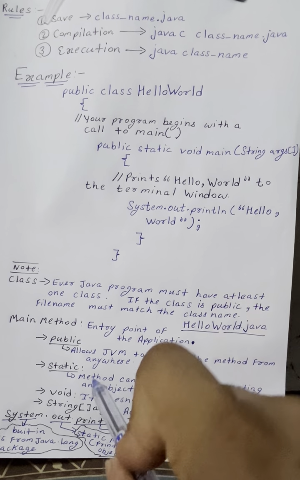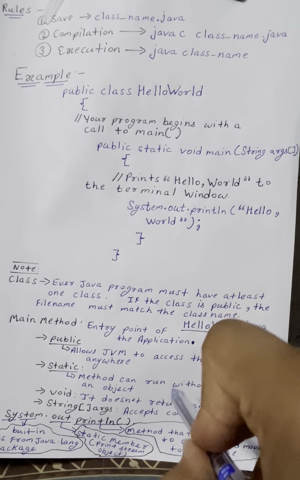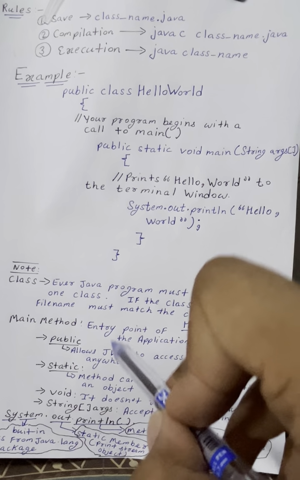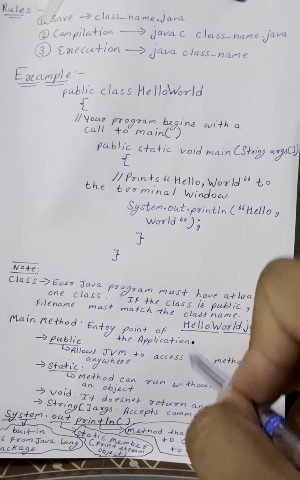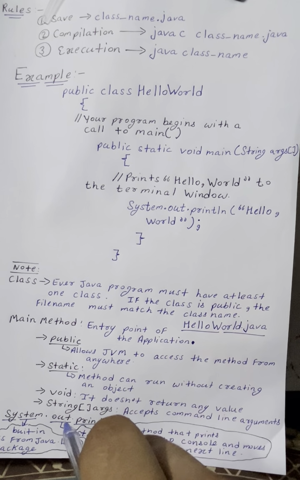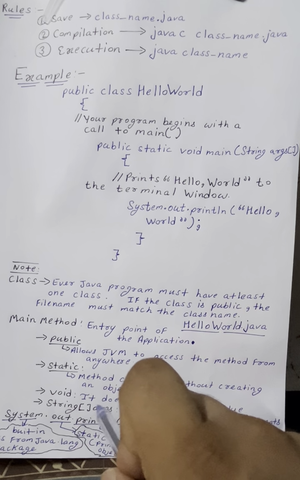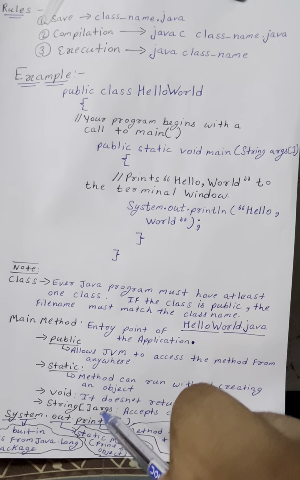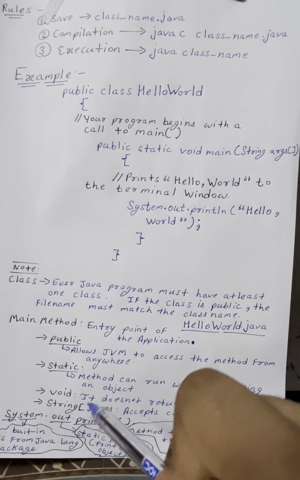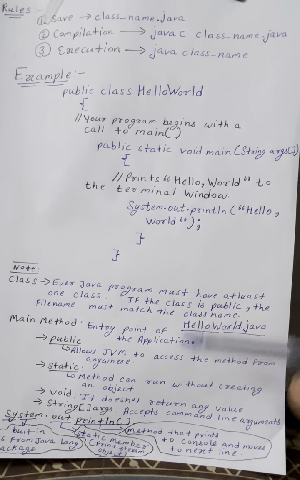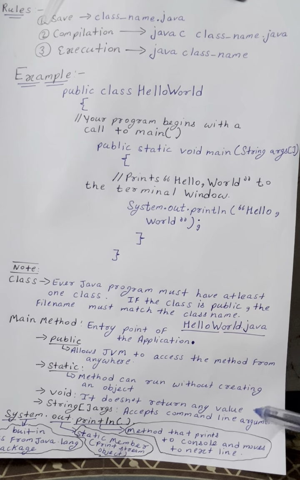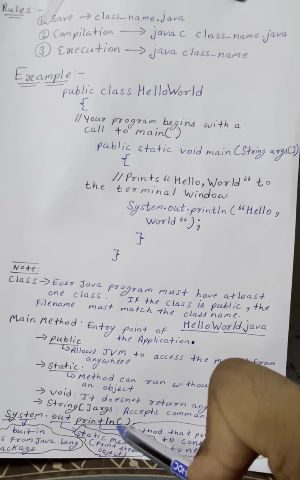Let's talk about static. This helps us to run any method without creating an object. Next is void. It's a return type and it doesn't return any value. Next is string argument. String is, you can say, a data type, and it accepts command line arguments.